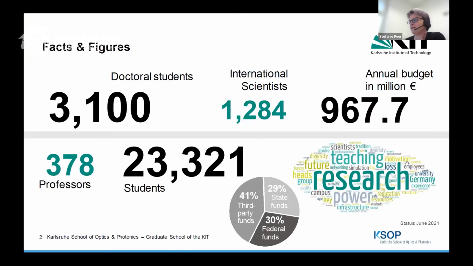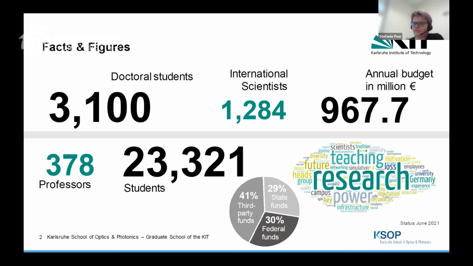The Karlsruhe Institute of Technology is one of the excellence universities within the excellence strategy of the German federal government. At the moment, there are around 24,000 students here, 3,100 researchers. It's a lot of doctoral researchers, as it is also the research university in the Helmholtz Association, which allows it to have a slightly different funding scheme.